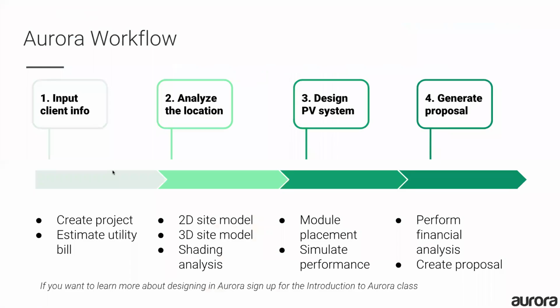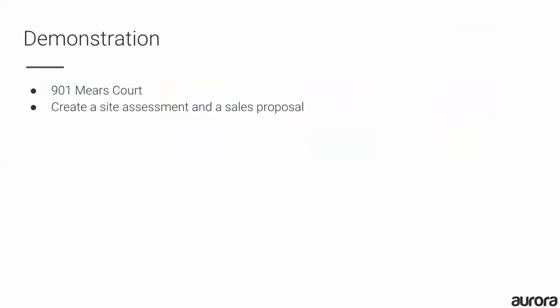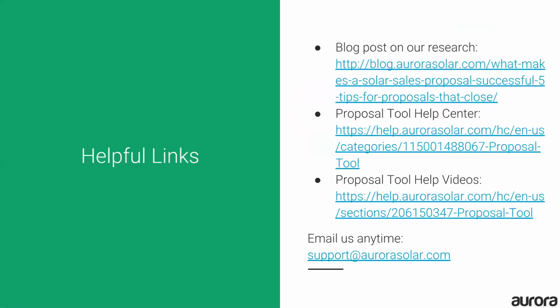So just quickly going through an Aurora workflow, our first step is to input client information, including consumption, entering utility consumption into the consumption profile, analyzing the location, including 2D and 3D site models, running the shading, running irradiance to get that shading report going, doing the design of the system itself, including module placement, stringing and connecting it, simulating that performance, and then finally bringing it all together in our final proposal, which brings our model and financial analysis together. We went through our demonstration.